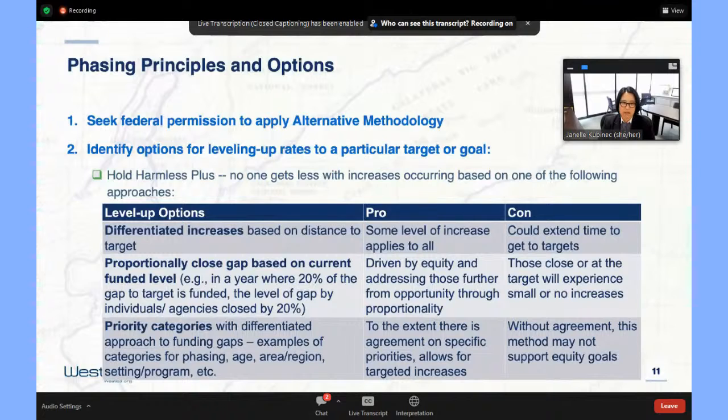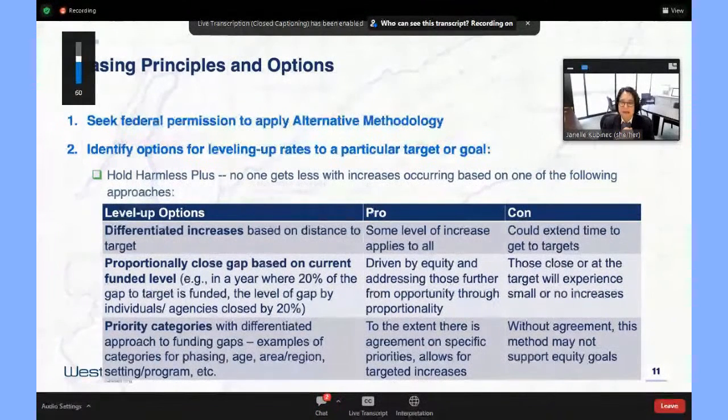In this particular case, as we look at our recommendations, first off, let's not skip the immediate first step, which is really seeking federal permission to apply alternative methodology. Like that is the first step, right? So for any of these changes to be in place, that's I'd say is the first phase, getting permission so that we have approval to pursue the kind of work to work through the details. So presuming that we then get approval to work on the alternative methodology, one of the next steps would be to figure out what's the option that we're going to use to level up to our particular targets.